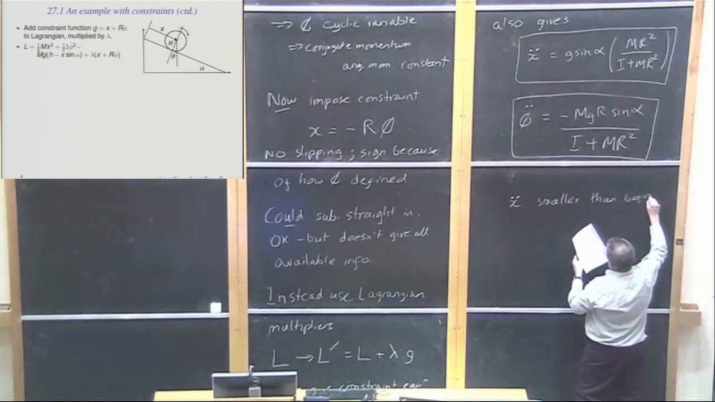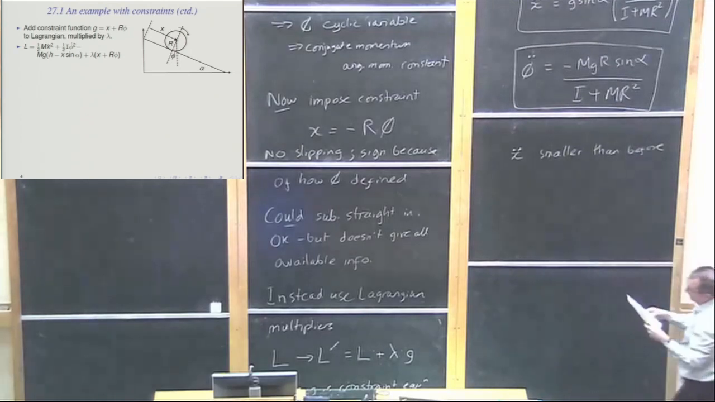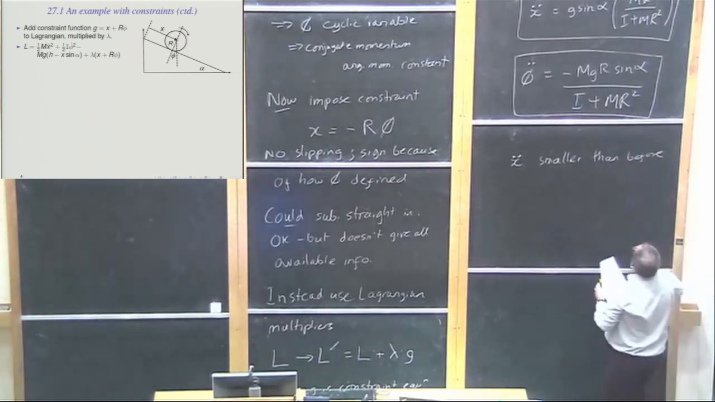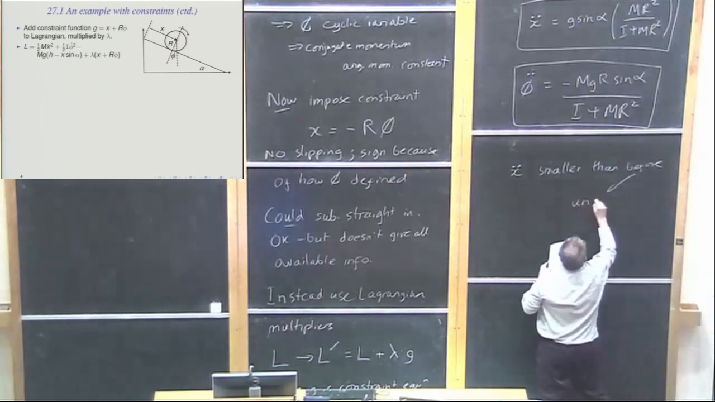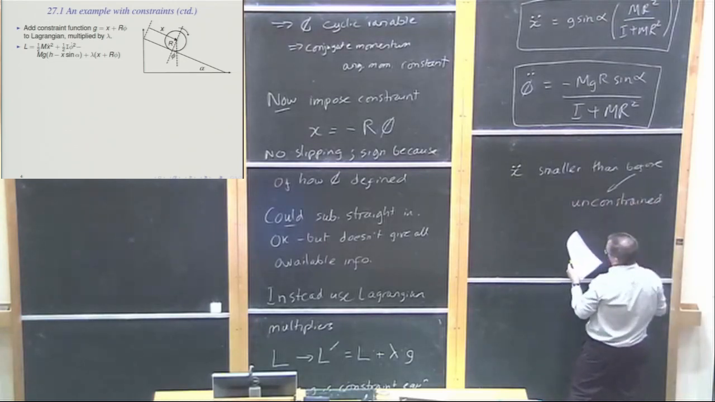Before. By before I mean the unconstrained case. So it comes down more slowly because of the spinning.